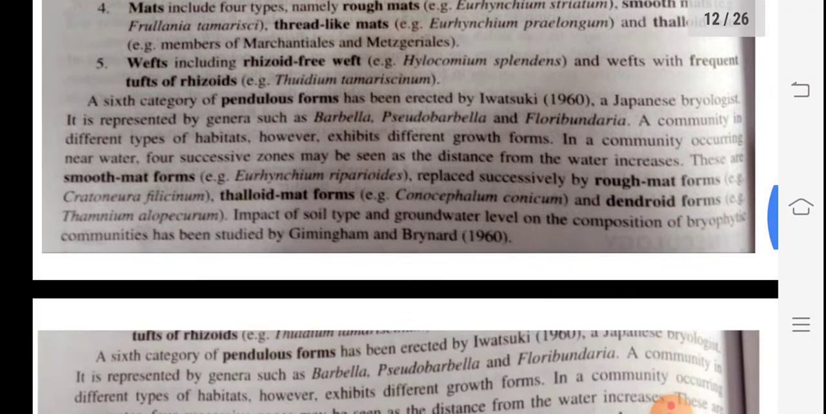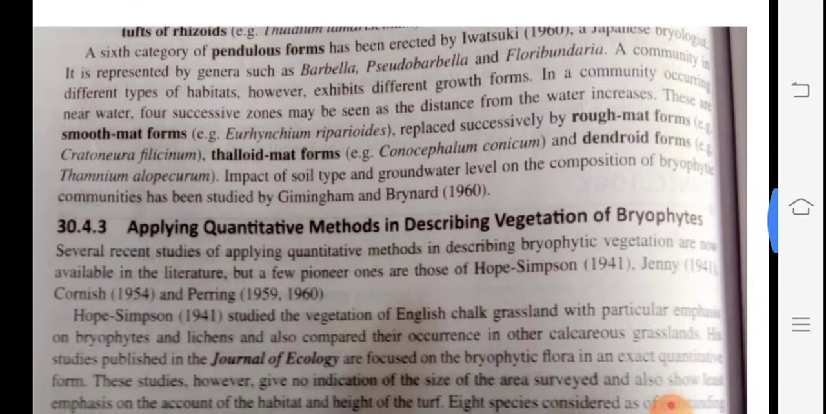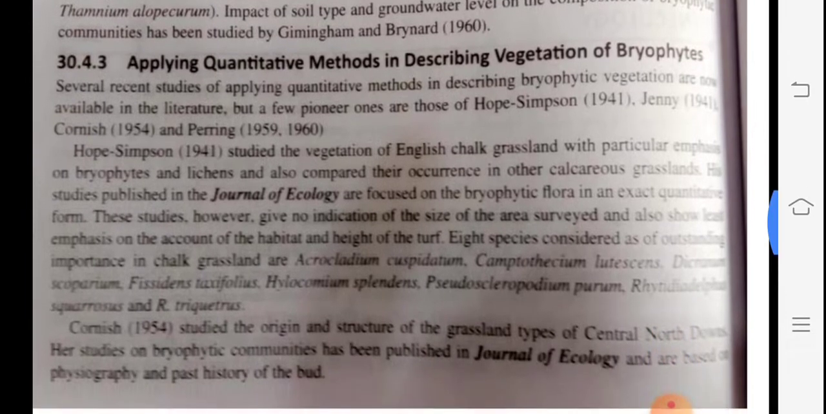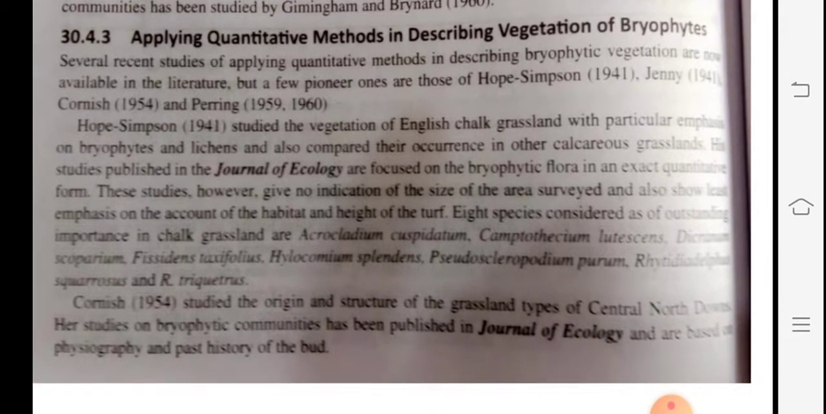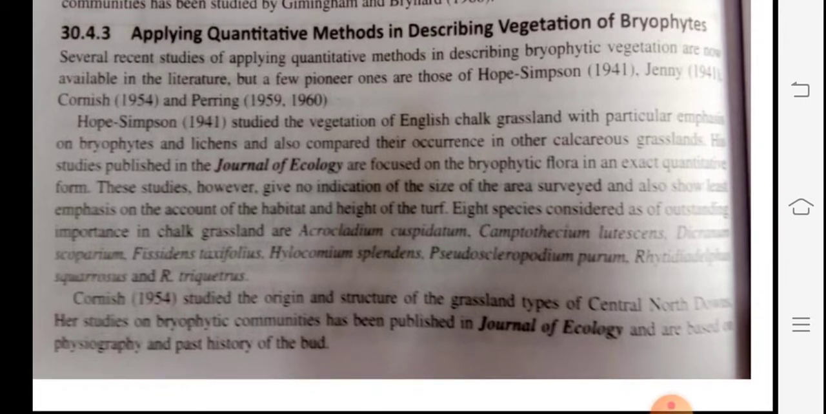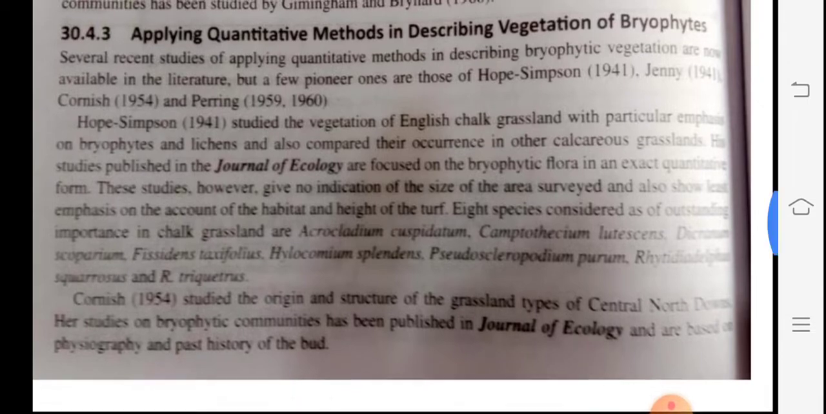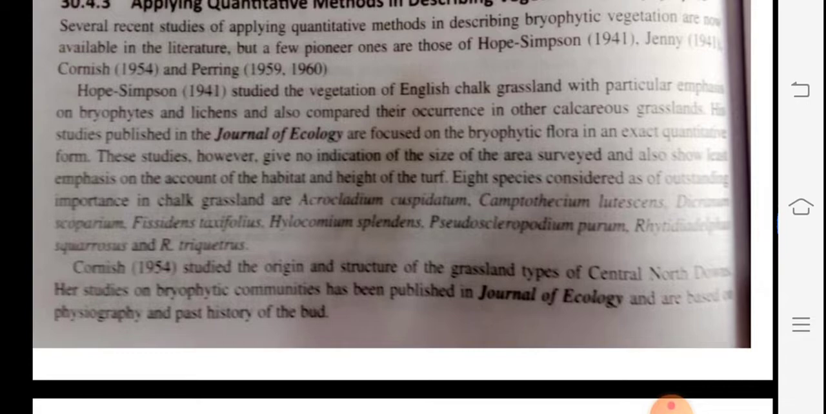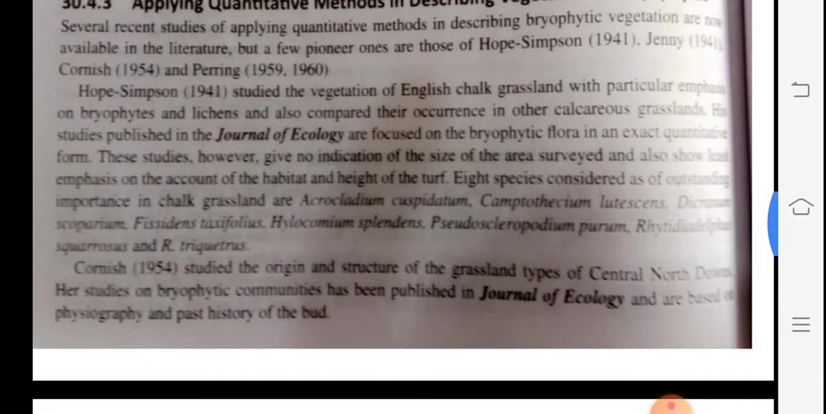Secondly, in this characteristic, we have to consider the different pendulous forms, along with applying quantitative methods in describing the vegetation of bryophytes. Quantitative means here we have to count the number or quantity. According to Hope Simpson in 1941, Jenny in 1941, Cornish Pering in 1954-1959, they have given the vegetation of the English chalk grassland.